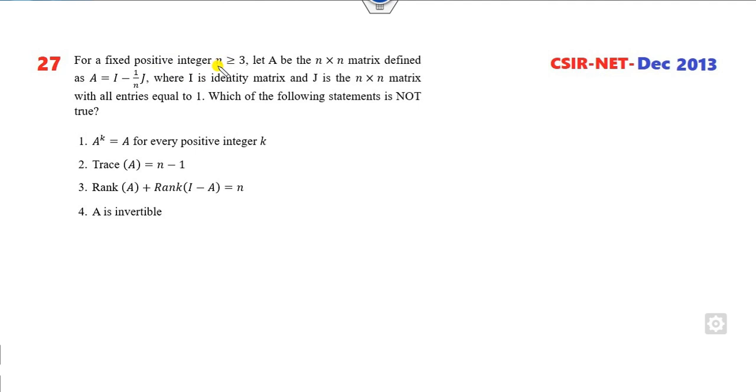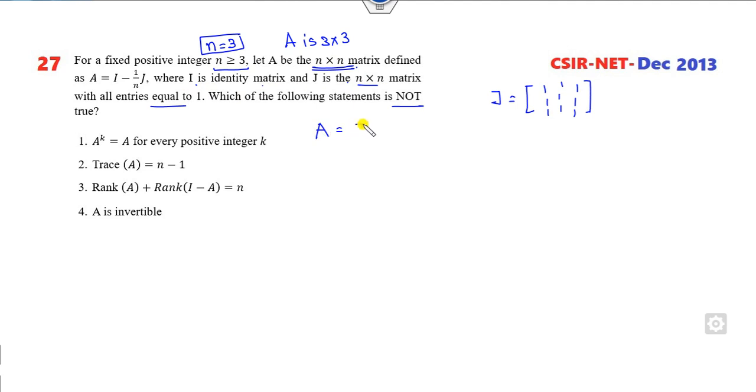Okay, for the fixed positive integer n greater than 3, again it's n cross n. So I can choose n as per the simplest. So n is my 3, I can choose that here. So A is my 3 cross 3. I is my identity, J is my 3 cross 3, all entries are 1 1 1. Fine. So that's again very simple. Which of the following is not true? Here n is my 3.